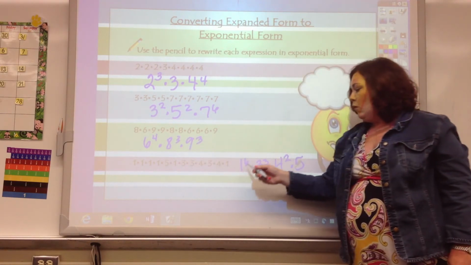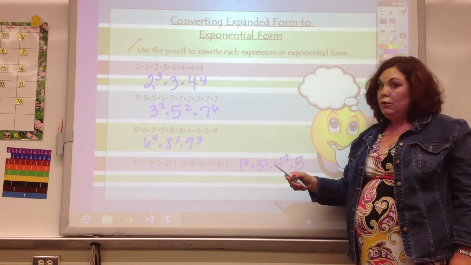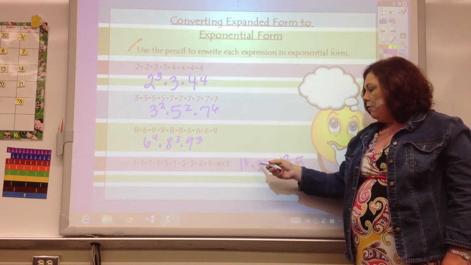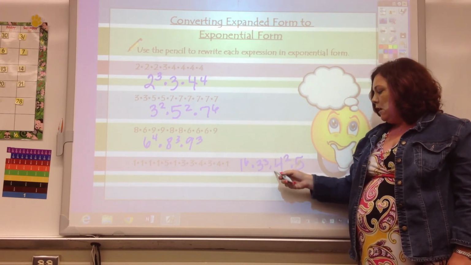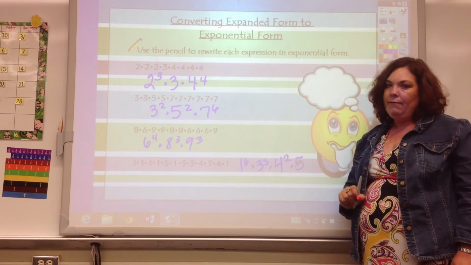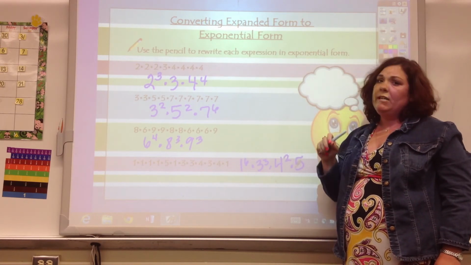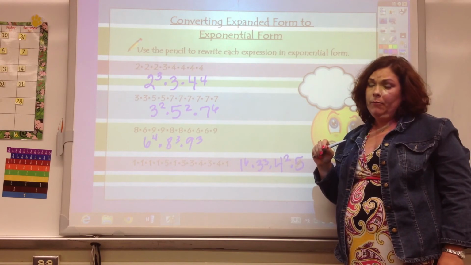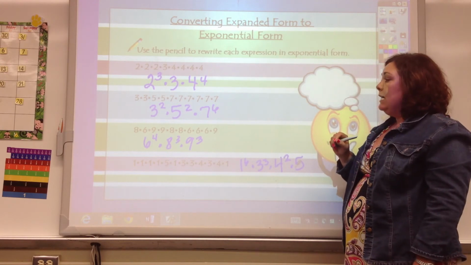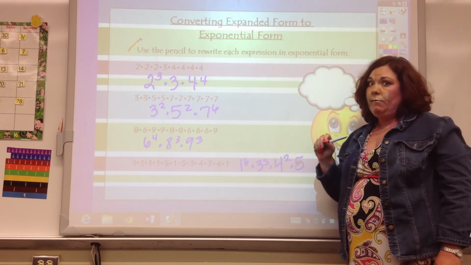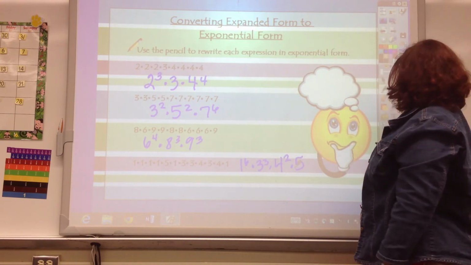And then this was 1 to the sixth power, which is really just 1, and 3 cubed times 4 squared times 5. And you didn't have to find the values of these because they'd be pretty crazy numbers. These numbers would get pretty high pretty fast, and you wouldn't want to do that much multiplication whenever you could do it on a calculator.